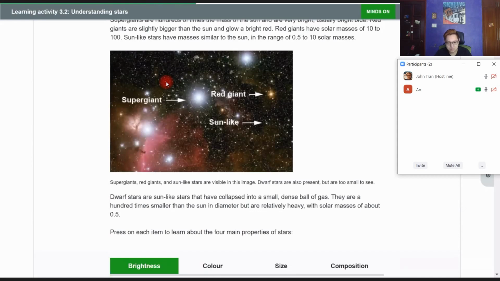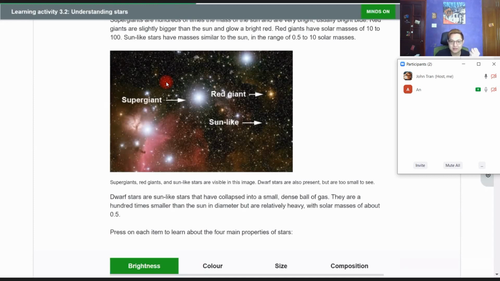Supergiant, red giant, and sunlight star are visible in this image. Dwarf stars are also present, but are too small to see. Dwarf stars are sun-like stars that have collapsed into a small, dense ball of gas. There's a reason why they call them dwarf stars: they're just smaller than a real star and too dense. When the star condenses together, it becomes smaller. A small, dense ball of gas, 100 times smaller than the sun in diameter, but relatively heavy.